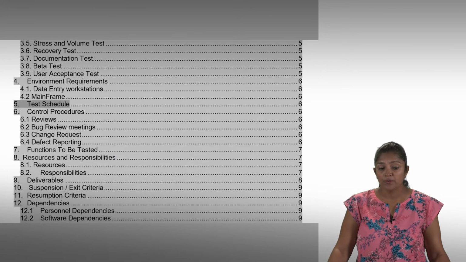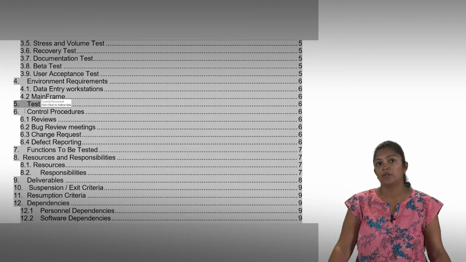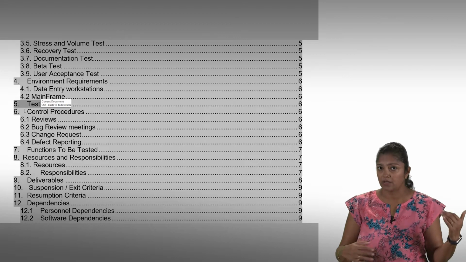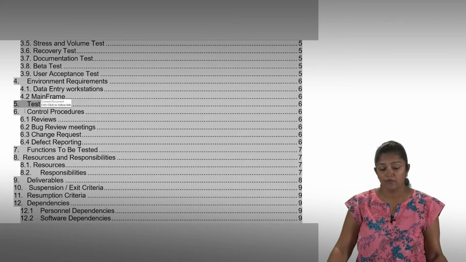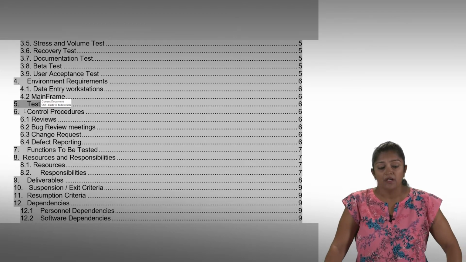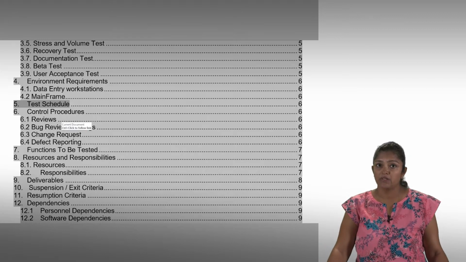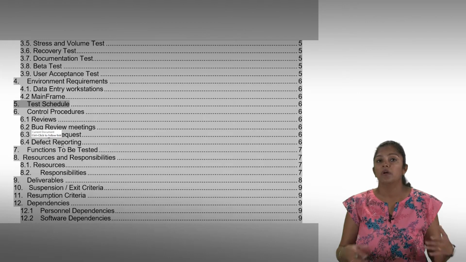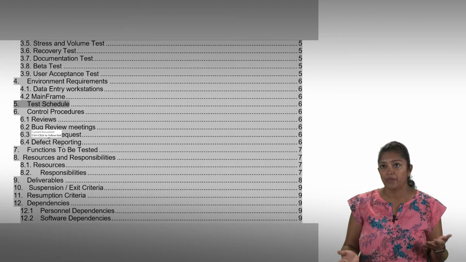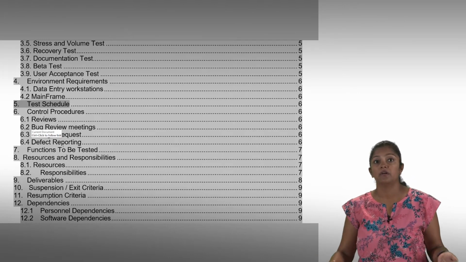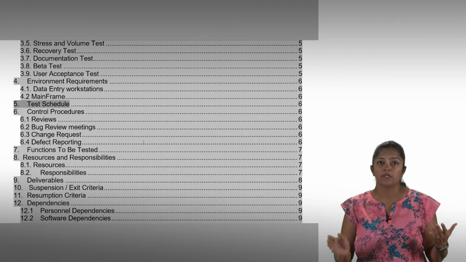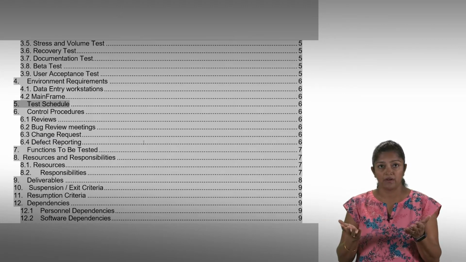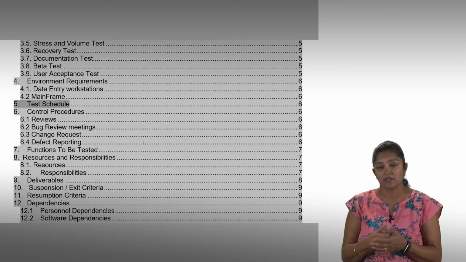Then control procedures are described. So what kind of control procedures are going to be used, how are the reviews done, how are bug review meetings handled, and how is all of that information documented and tracked. Change requests, if there are some change requests, how are they handled, and defect reporting, when defects are found, how are they reported, how are they recorded, and then one has to track through them as to where in the life cycle is that defect.